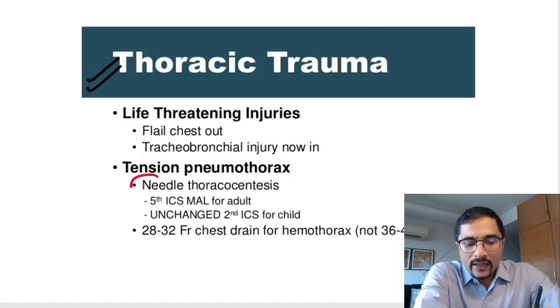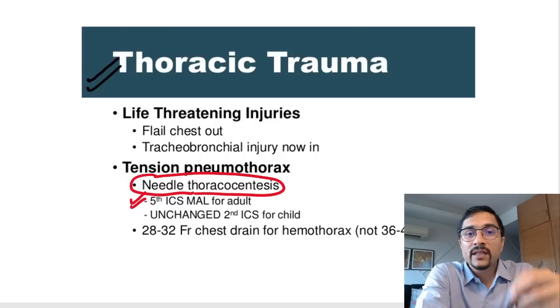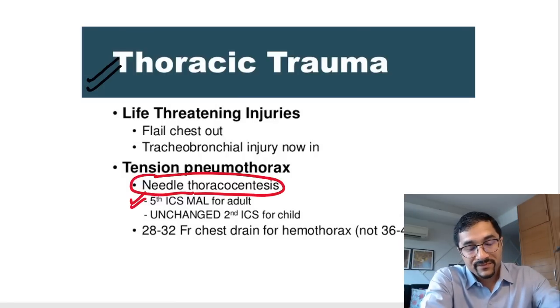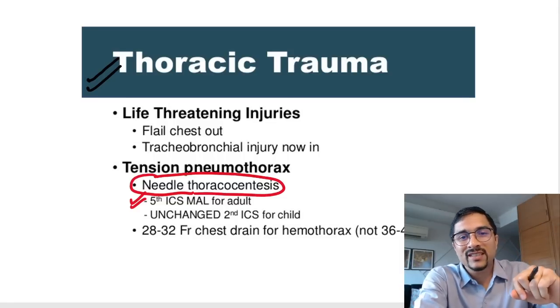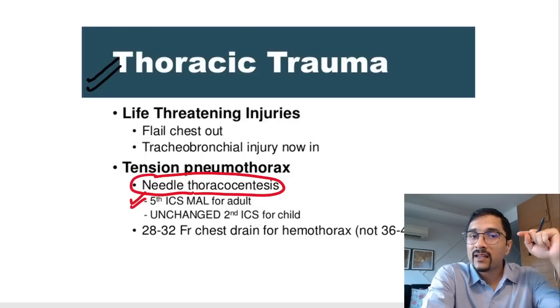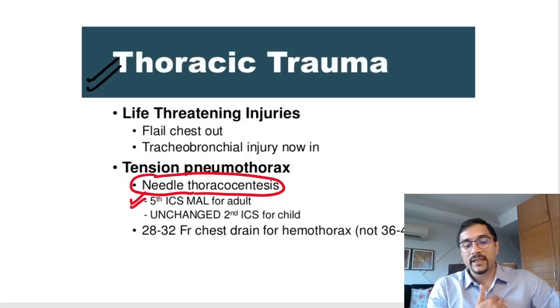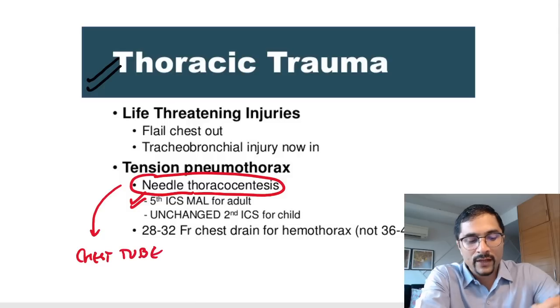Needle thoracocentesis is inserting a wide bore needle, and in adults now it is 5th intercostal space, mid axillary line. Whereas in children it is the old one, 2nd intercostal space, mid clavicular line. Okay, adults I'm repeating, 5th intercostal space, mid axillary. Children, 2nd intercostal space, mid clavicular. And after this we have to put in a chest tube. We have to do a tube thoracocentesis.